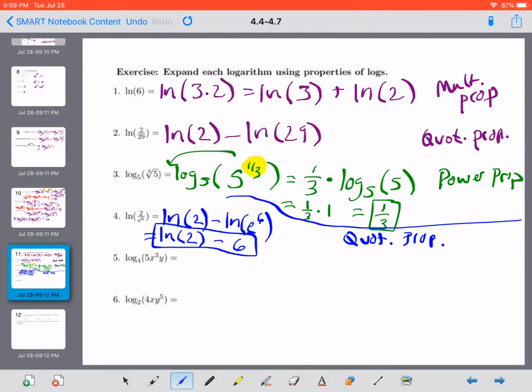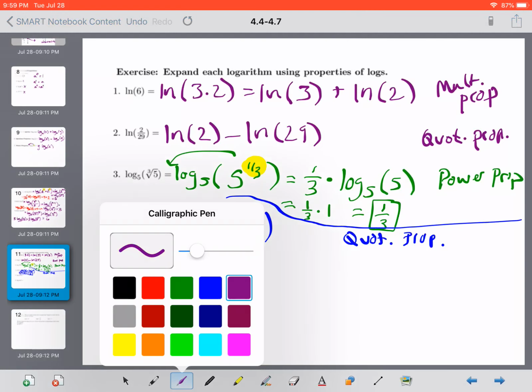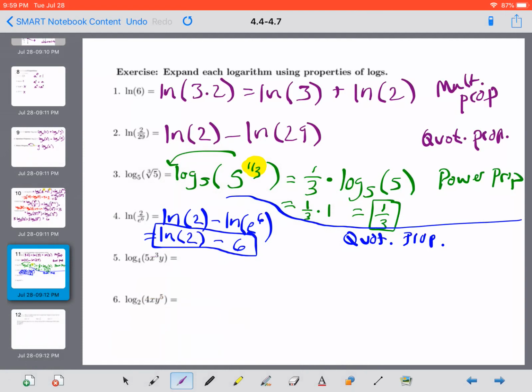All right, let's try number 5. We've got log base 4 of 5x cubed times y. You might be tempted to try to pull this exponent of 3 out in front, but that doesn't really work here, at least not yet, because it's not the entire function that's being raised to the 3rd power. It's not all of 5xy being raised to the 3rd power. It's just x being raised to the 3rd power. So the power rule wouldn't really work here just yet.